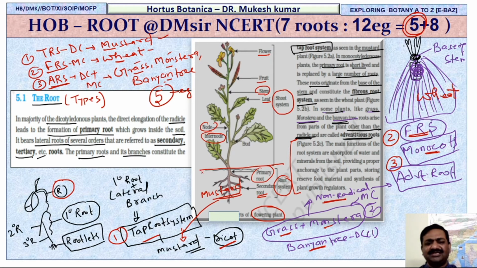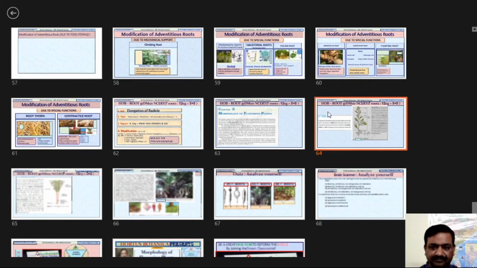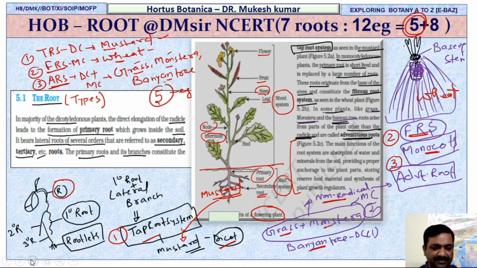So we have just concluded 3 examples and 3 types of the root, and see what we concluded here. We have concluded here 3 types of root, and total we have 5 examples. So learn this, very easy.